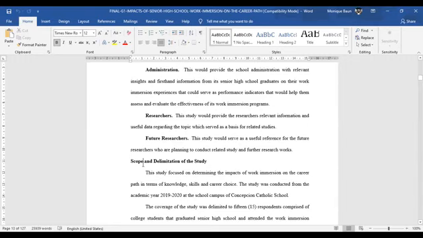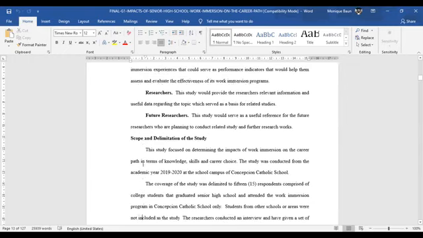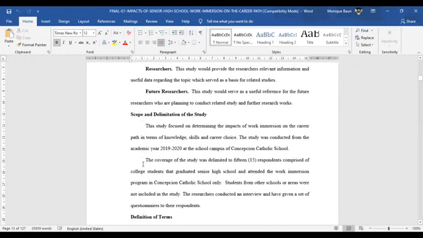Next one is scope and the limitation of the study. So this study focused on determining the impacts of work immersion on the career path in terms of knowledge, skills, and career choice. So the study was because they already finished this study. Okay, but in your case class, you are currently doing this. So make sure that present tense and future tense of the verb are the tenses of verb that you're going to use, okay?